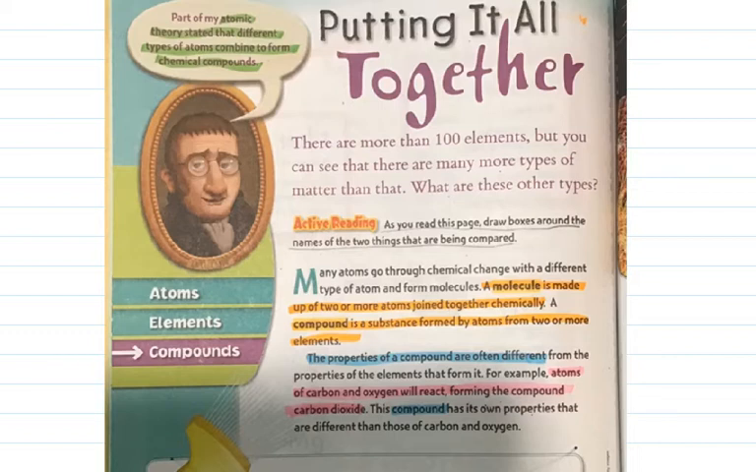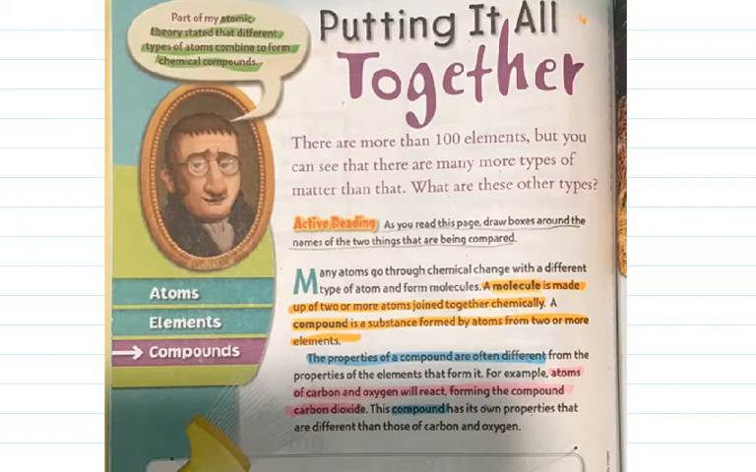With your orange highlighter, I need you to highlight the definition of molecule and compound. In blue highlighter, I need you to highlight the properties of a compound are different, and the word compound a few lines underneath it. Now in pink highlighter, I need you to highlight atoms of carbon and oxygen will react, forming the compound carbon dioxide.